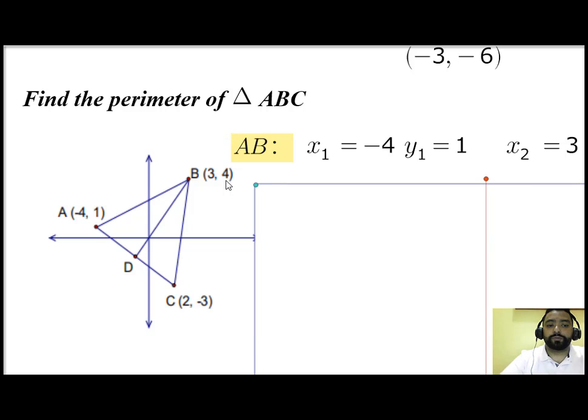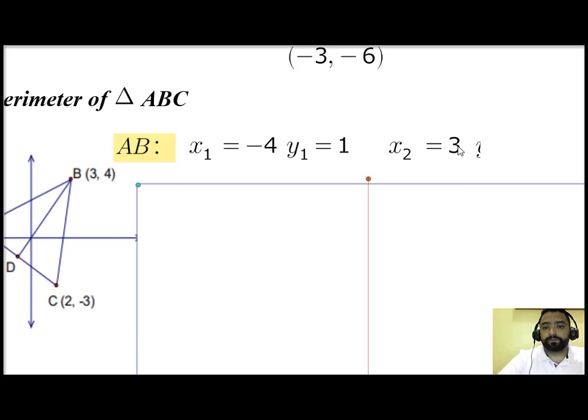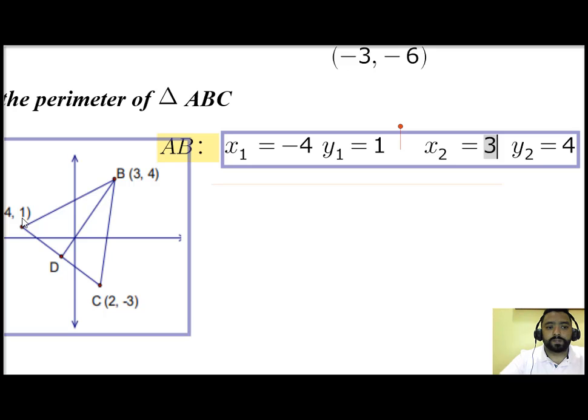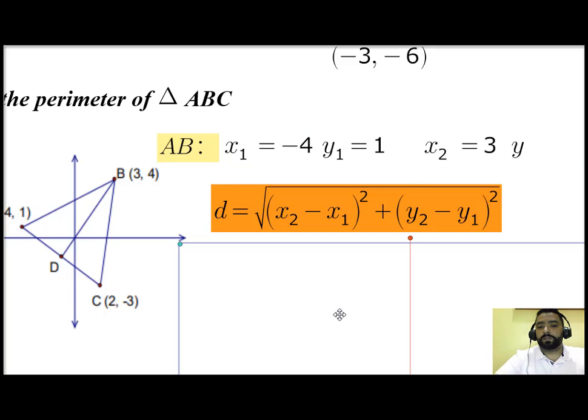So what do we have to do? We need to choose x1, y1, x2, and y2. In this case, I'm going to choose x1 as -4, y1 as +1, x2 as 3, and y2 as 4. But remember, you can choose this one as x1, y1, and the other two as x2 and y2. But in this case, I choose x1, y1, x2, and y2. Then what do you have to do? Use the distance formula.